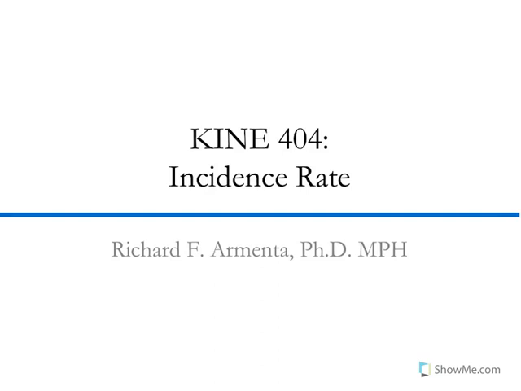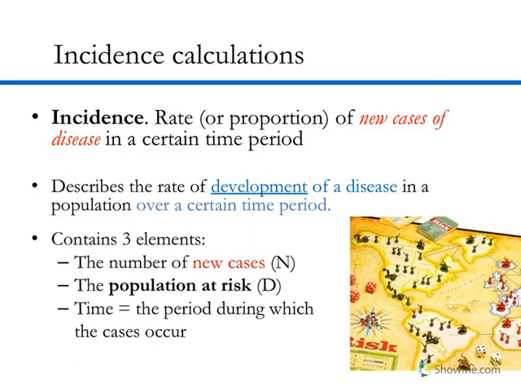My name is Richard Armenta, and in this video we're going to talk about incidence rates and how to calculate an incidence rate. Before we get started, let's first remind ourselves what incidence is. Incidence describes the rate of development of a disease in a population over a certain period of time. Incidence can either be a rate, which is what we're going to calculate in this video, or it can be a proportion, which was our cumulative incidence that we calculated in a previous video.